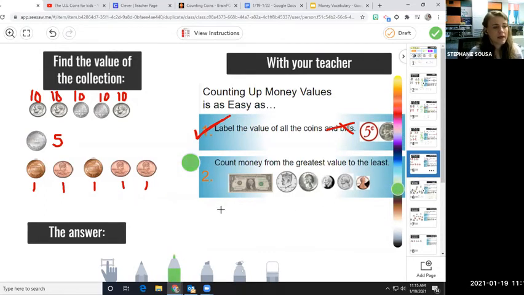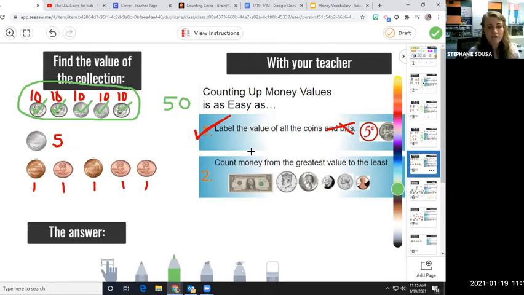Step 2, count the money from greatest value to least value. Now, I'm going to do this again in my head. Brain Pop showed us that we can group coins that we know how to count together. So instead of writing 10, 20, 30, 40, 50, I know that 5 dimes is worth 50 cents. In my head, mentally, I am counting 10, 20, 30, 40, 50. So I'm going to write down that 50 together to show that I counted all of them.